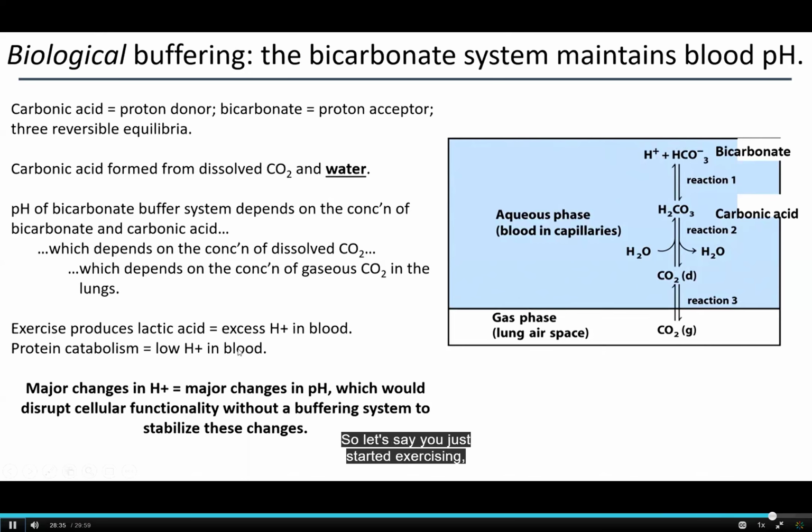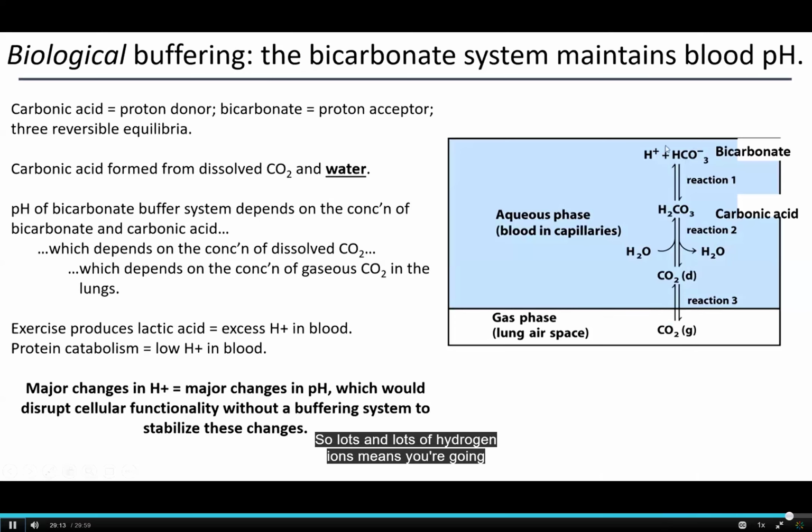And so let's say you just started exercising, you just started going for a run. And so that exercise is going to produce a lot of lactic acid as a byproduct. So this is one way in which we can perturb the pH of the blood. The production of lactic acid is going to put a lot of excess hydrogen ions in the blood. And so lots of hydrogen ions is going to automatically push the reaction in this direction. And so this is why when you exercise, your respiration rate, or the rate at which you expel carbon dioxide, goes up, because you are pushing the reaction towards this pole.